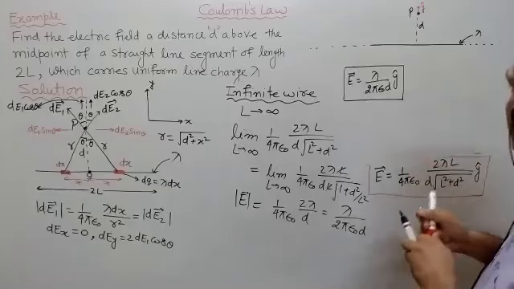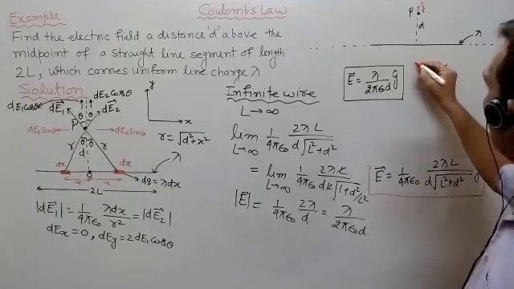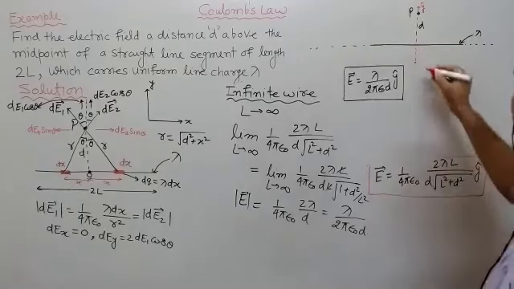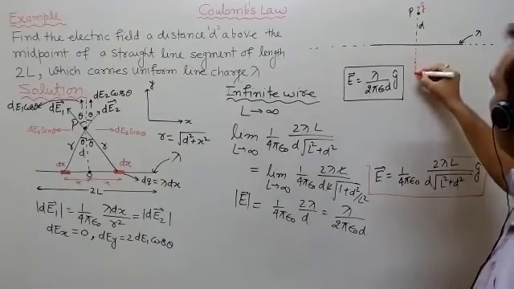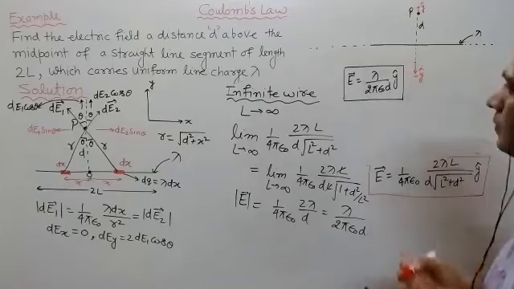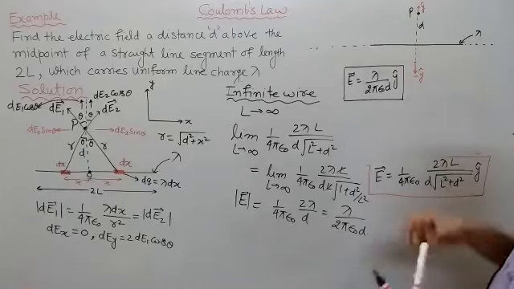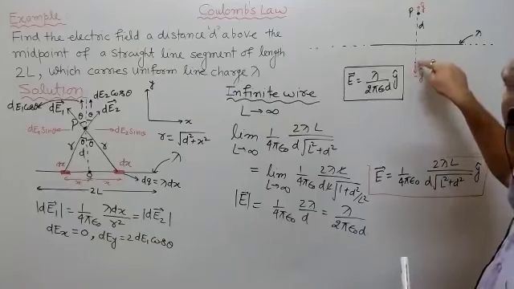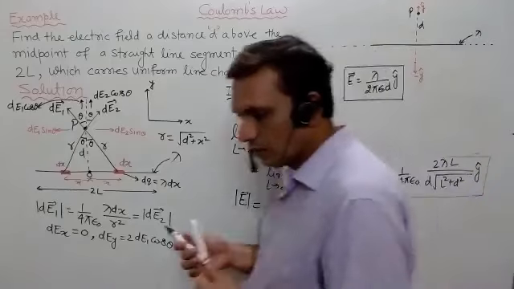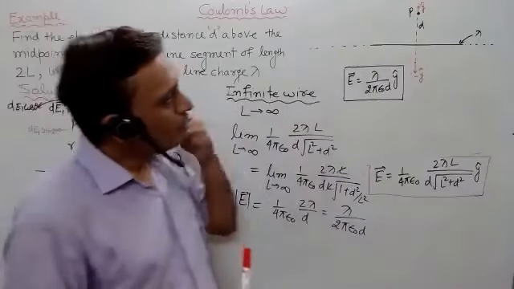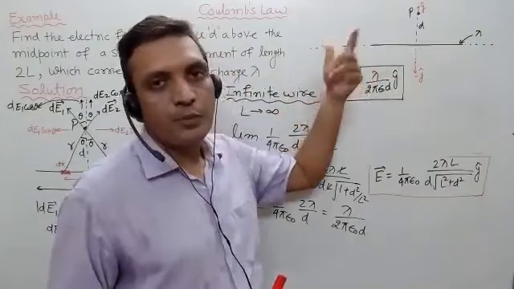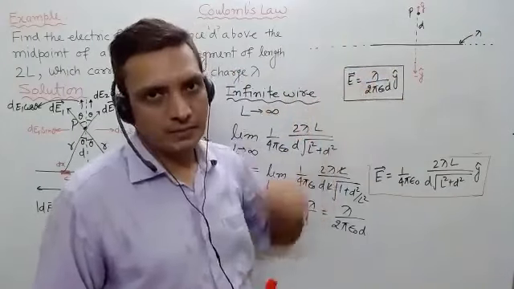In the same symmetry, what will be the field at any point below the wire? If you have to write in Cartesian symmetry, this direction is minus y cap. At this point, the field is minus y cap. So in Cartesian symmetry, at different points you have to show different directions.